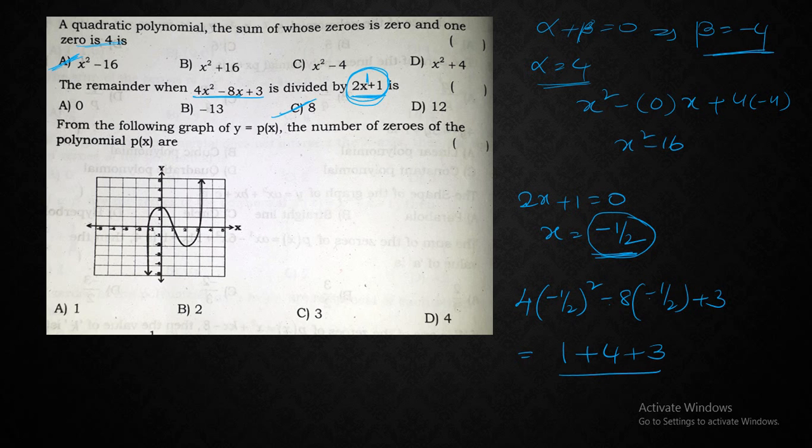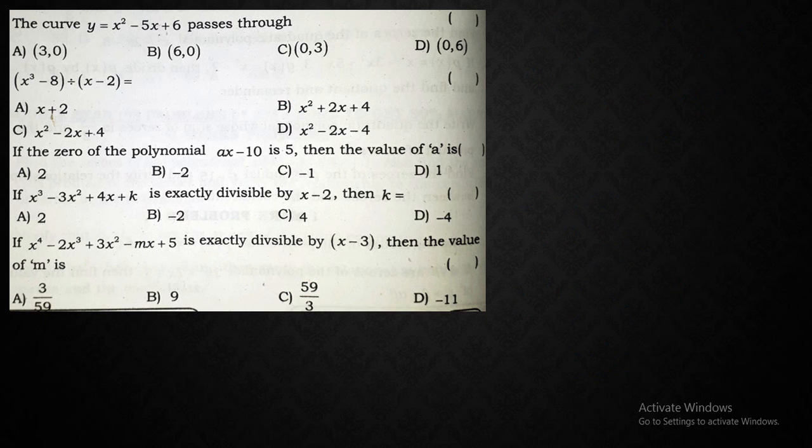So if you observe, the number of points of intersection of the graph with the x-axis is 3. Hence the number of zeros is 3. Next, moving on to one more question. The curve y is equal to x square minus 5x plus 6 passes through.